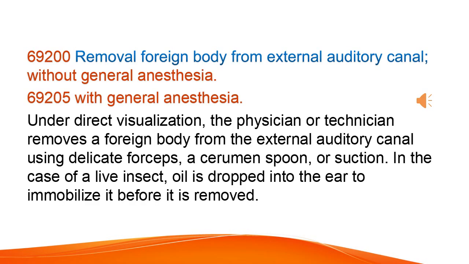Removal of foreign body from external auditory canal, without general anesthesia. With general anesthesia. Under direct visualization, the physician or technician removes a foreign body from the external auditory canal using delicate forceps, a cerumen spoon, or suction. In the case of a live insect, oil is dropped into the ear to immobilize it before it is removed.